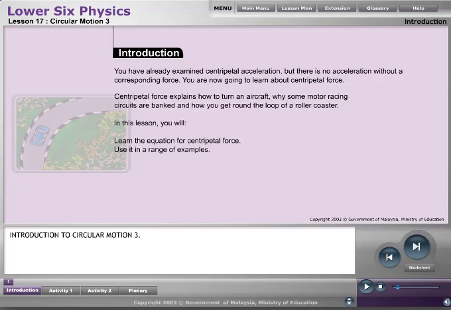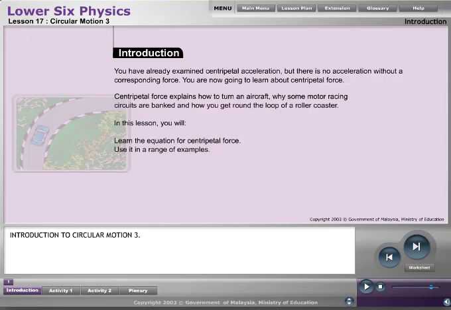Introduction. You have already examined centripetal acceleration, but there is no acceleration without a corresponding force. You are now going to learn about centripetal force. Centripetal force explains how to turn an aircraft, why some motor racing circuits are banked, and how you get round the loop of a roller coaster.